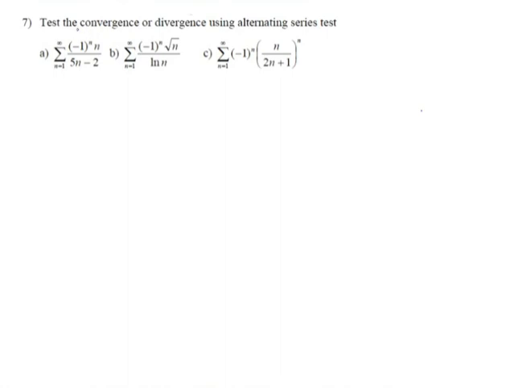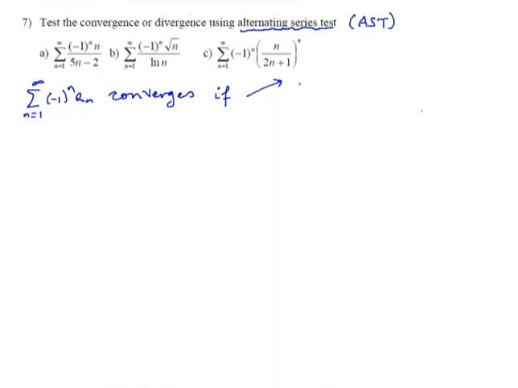So in question seven, it says test the convergence or divergence using the alternating series test. So what do we use? We use the alternating series test to see whether these series converge or diverge. By definition, as a reminder, the series of minus 1 to the power of n, starting from 1 up to infinity, converges if it satisfies these conditions. One is the limit of the nth term as n approaches infinity must be 0.